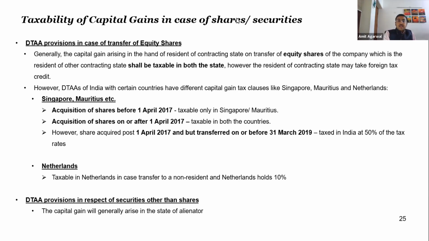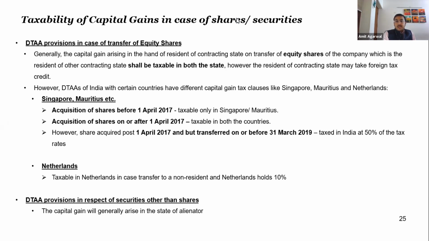And the third situation was a very limited period window, a transitory window given to everybody: any shares acquired post 17 and transferred before 19 will be subject to tax at 50% of the applicable rate. So this is what the Singapore and Mauritius treaties talked about.